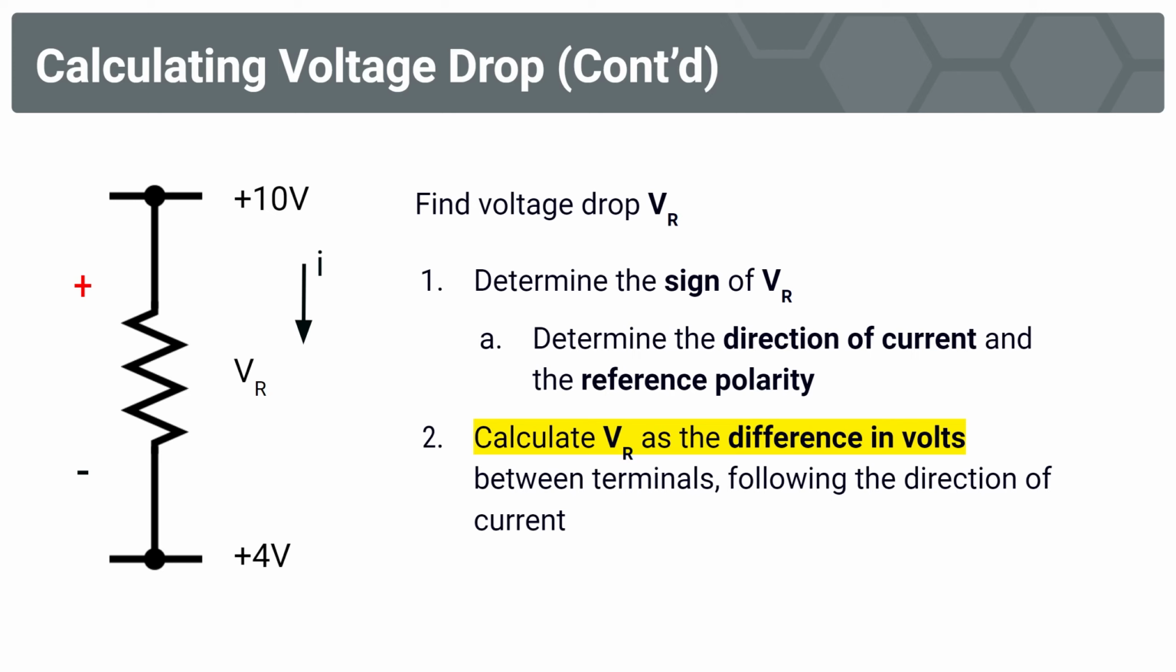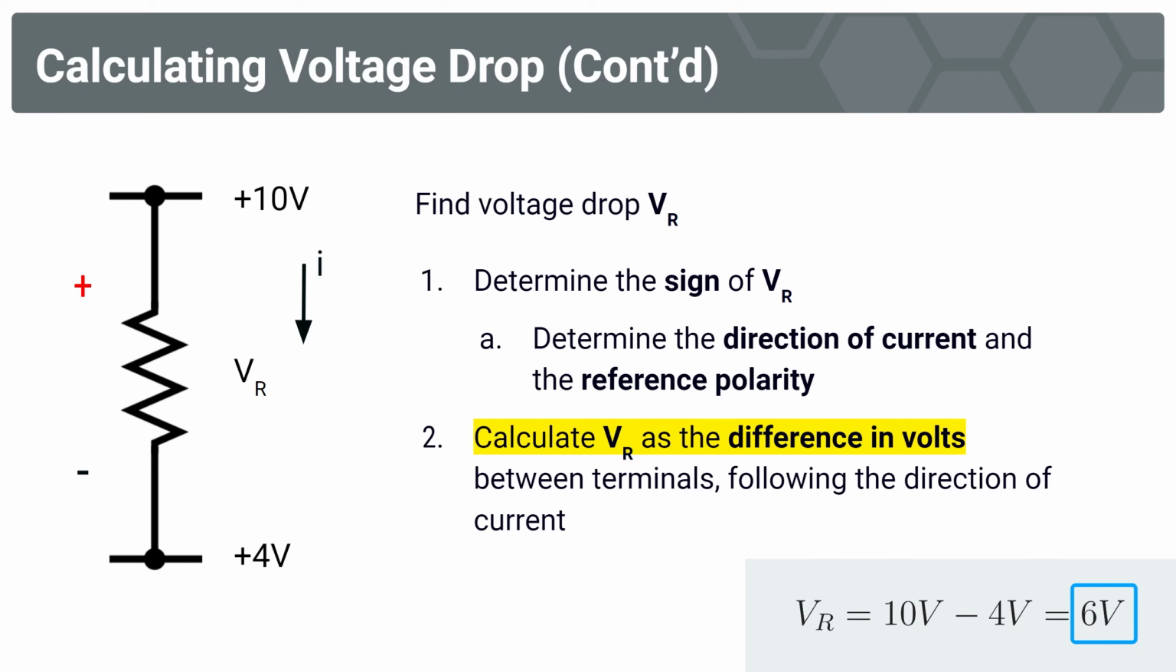Now for the next step. We're going to calculate the voltage drop across the resistor as the difference in volts between terminals. And we do so by following the direction of current. So that would mean, if we're starting at the node on this side of the resistor, following the direction of current, we take 10 volts minus 4 volts. You see that right here, 10 volts minus 4 volts. And we perform some basic arithmetic and find that the voltage drop across the resistor is 6 volts.